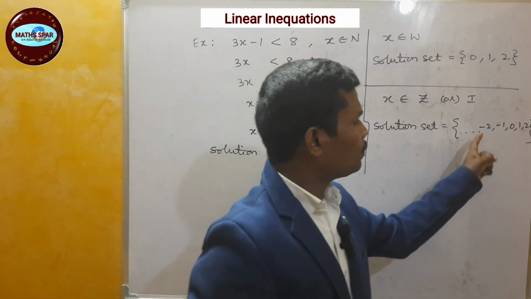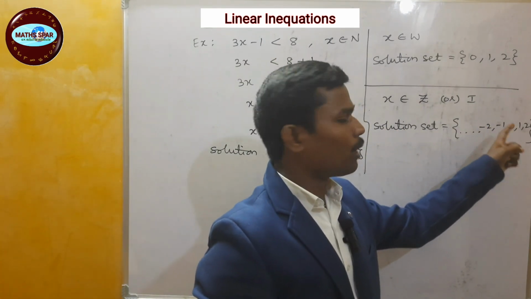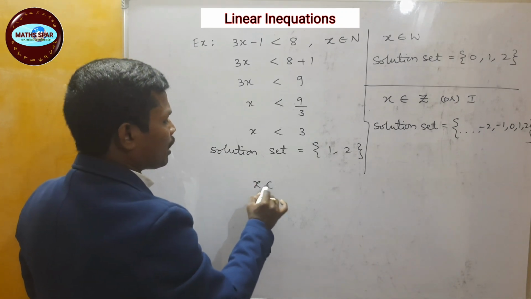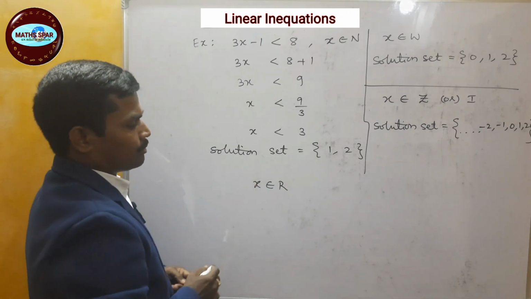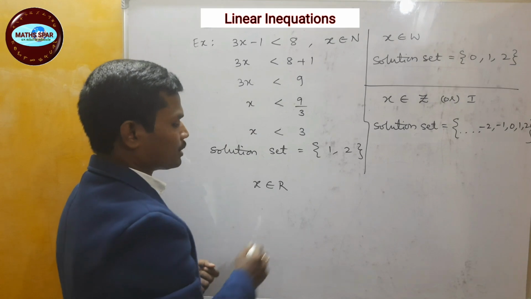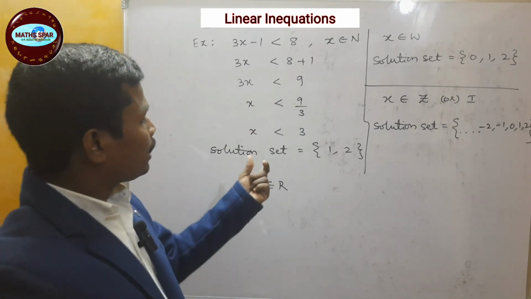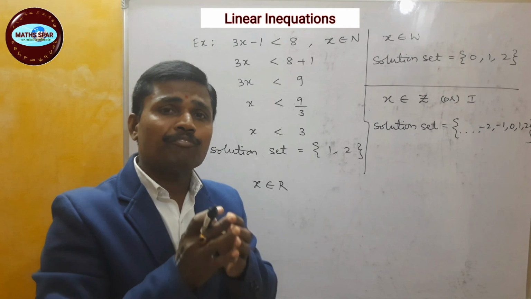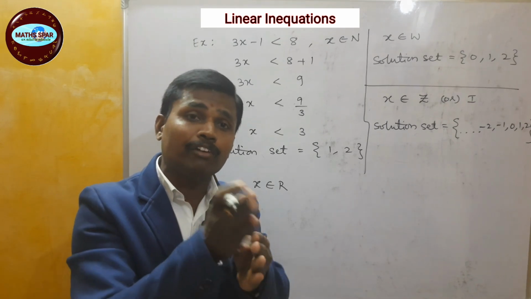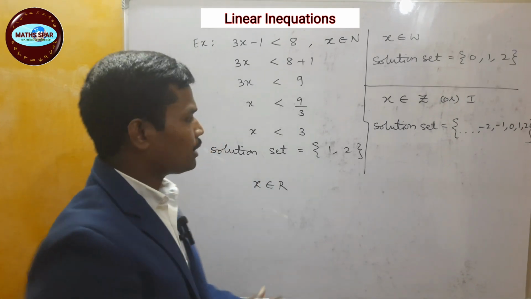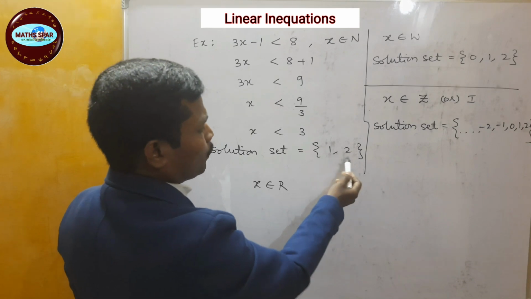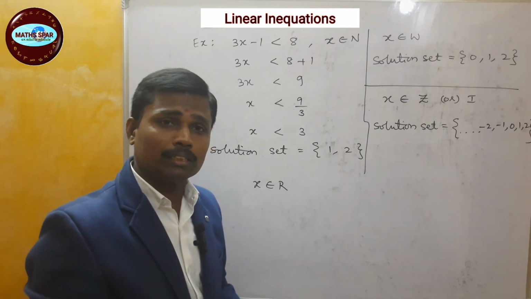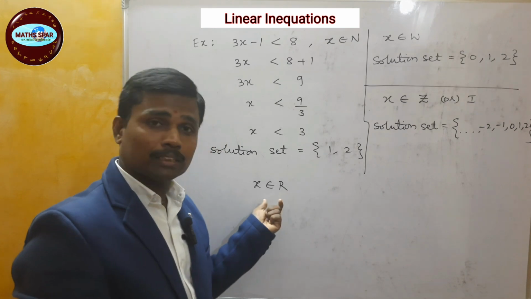So infinity to minus 2, minus 1, 0, 1, 2 will be the solution. For example, if x belongs to R is given, that is real numbers. When the question is given as real numbers, there are infinite numbers in between two numbers. Suppose you consider 1 and 2, in between this 1 and 2 also there are infinite numbers which will be called real numbers.